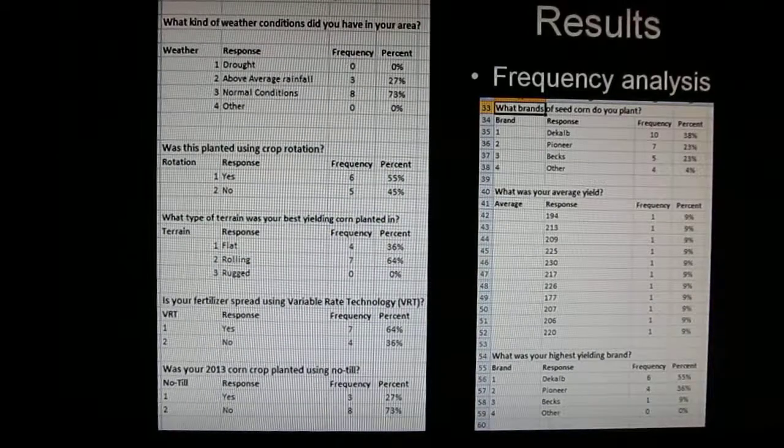To analyze the data, a frequency analysis was used, which provided quick results for each of the questions. This type of analysis was chosen because it was easy to see the most common brand of seed planted and the highest yielding brand. After the data was received and tabulated, the frequency chart shown was used to determine the highest yielding brand as well as the brand most often planted.